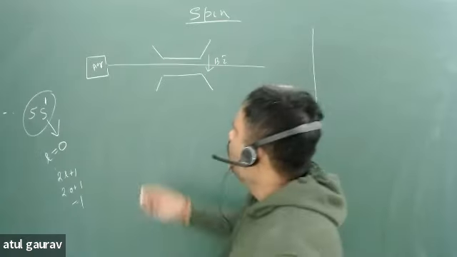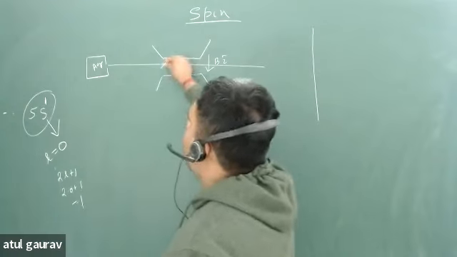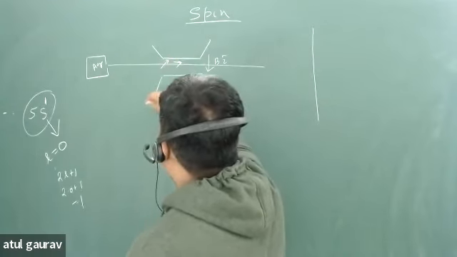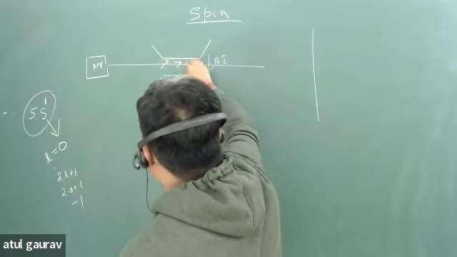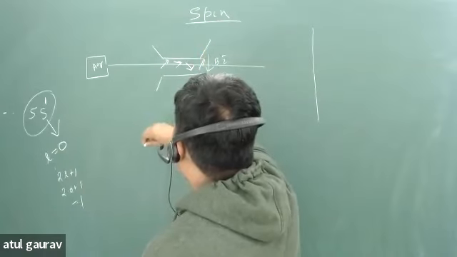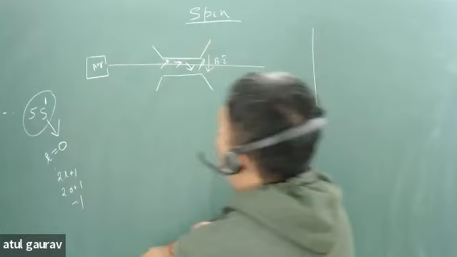So what will happen? Suppose the first atom has this particular direction of magnetic moment. Some can have this particular direction of magnetic moment, and some can have this particular direction. So you can assume you have random directions of magnetic moment.